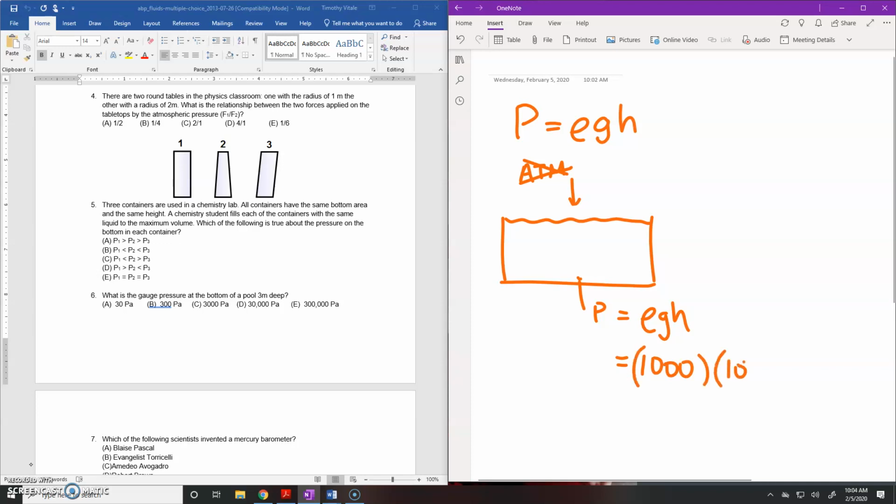We can also make g 10 because that makes it easy for us, and then 3 is the depth, right? 3 meters is the depth. So when you multiply that together, you get 30,000 pascals. So number 6 is D, 30,000 pascals.